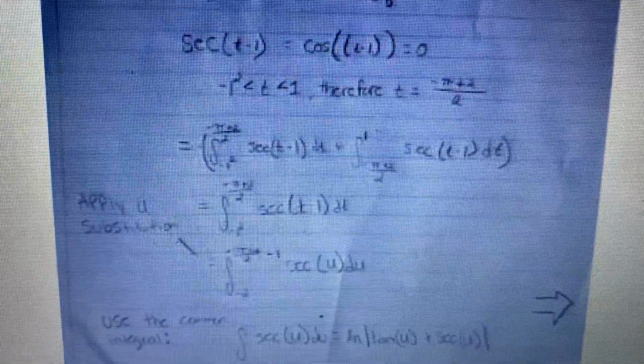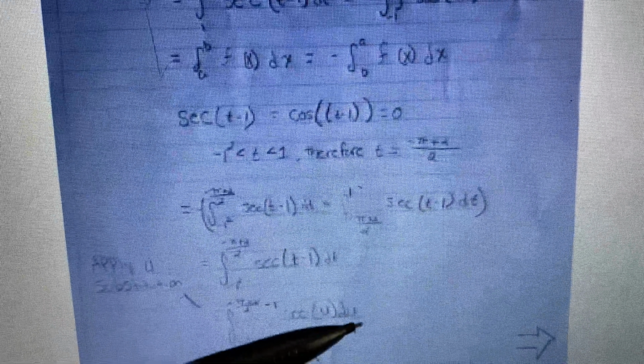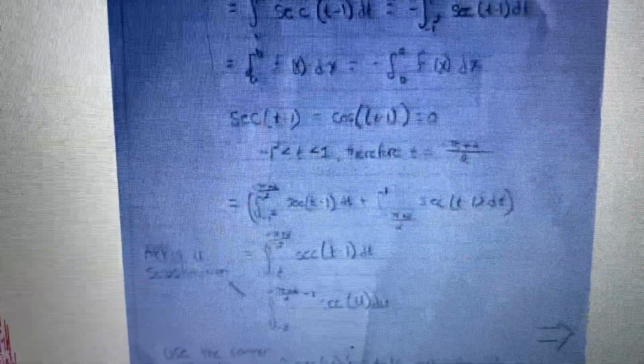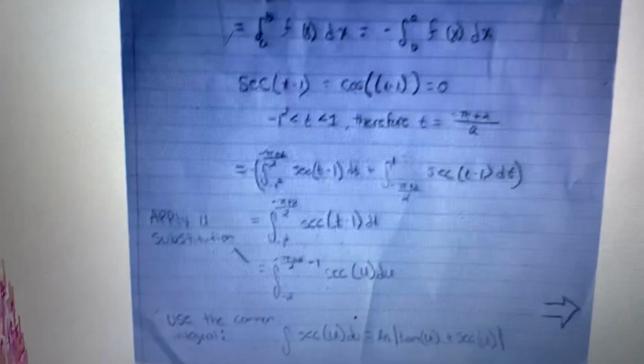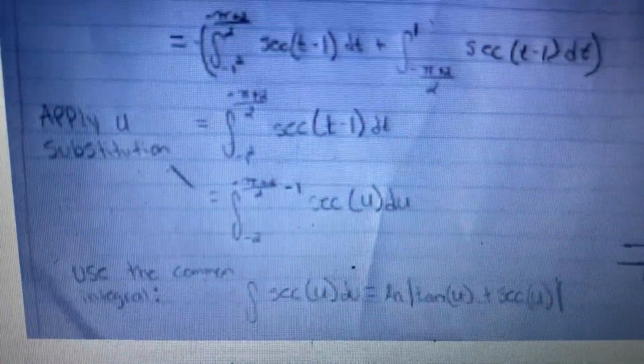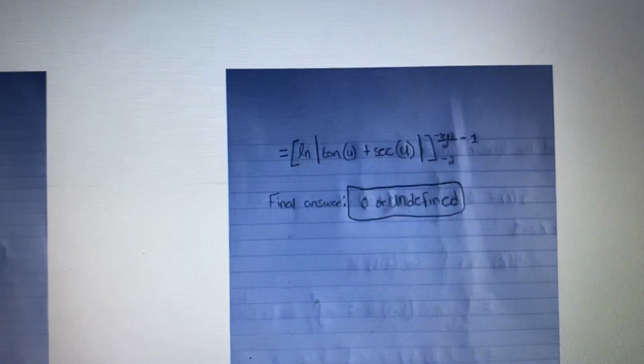Then you move down again. U substitution, as you can see, u du is right here. And then your answer is right here. You use the common integral: the integral of secant u du equals ln|tan u plus secant u|. All right, and then the solution is on the next page right here.